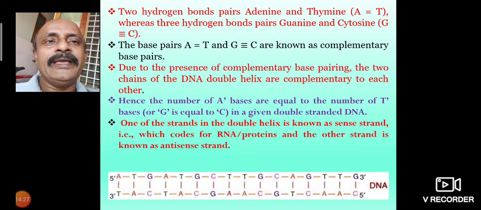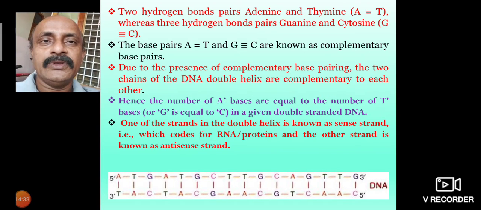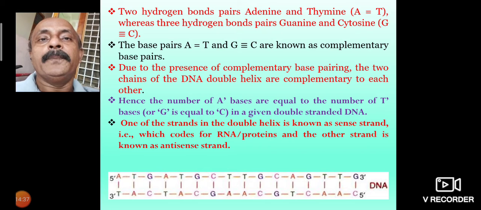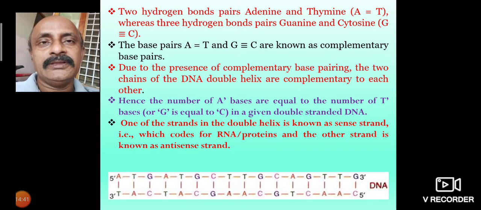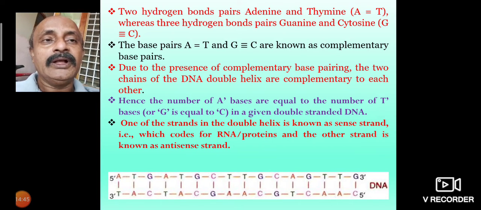The base pairs adenine-thymine and guanine-cytosine are known as complementary base pairs. Complementary means the bonds between the two threads are complementary: adenine always forms double bonds with thymine, and guanine always forms triple bonds with cytosine.